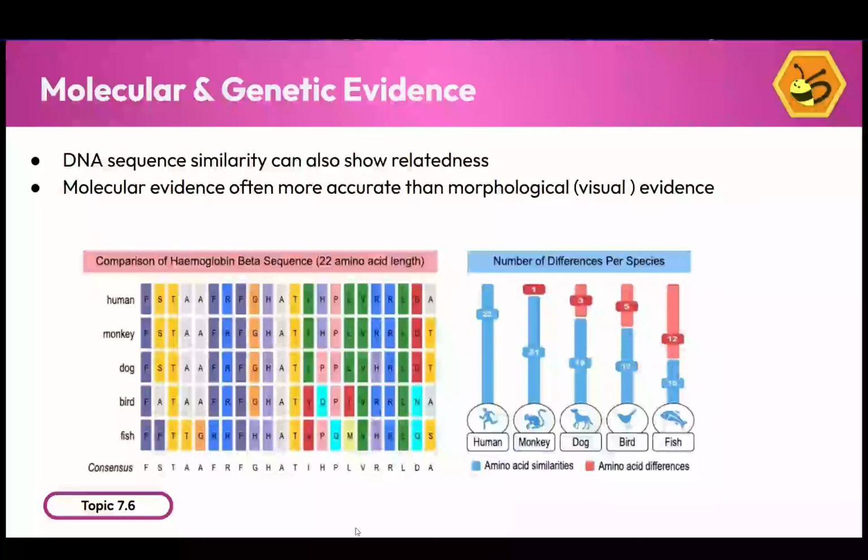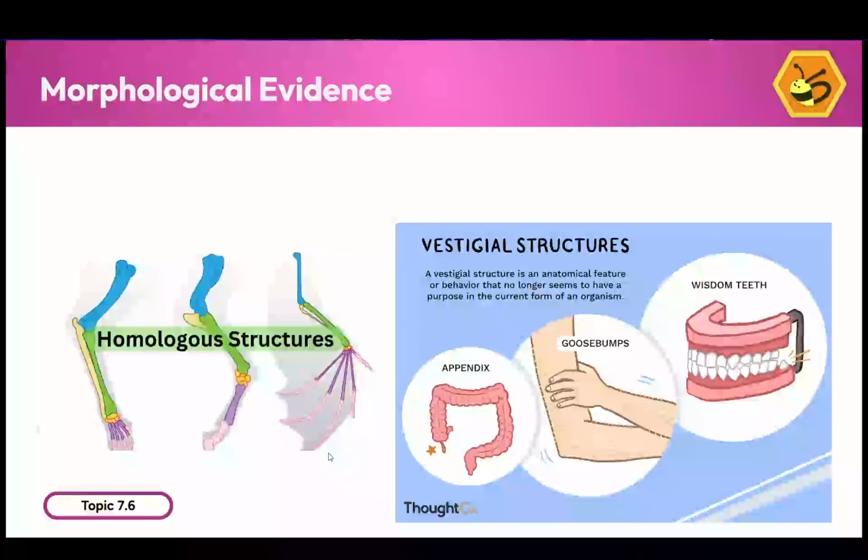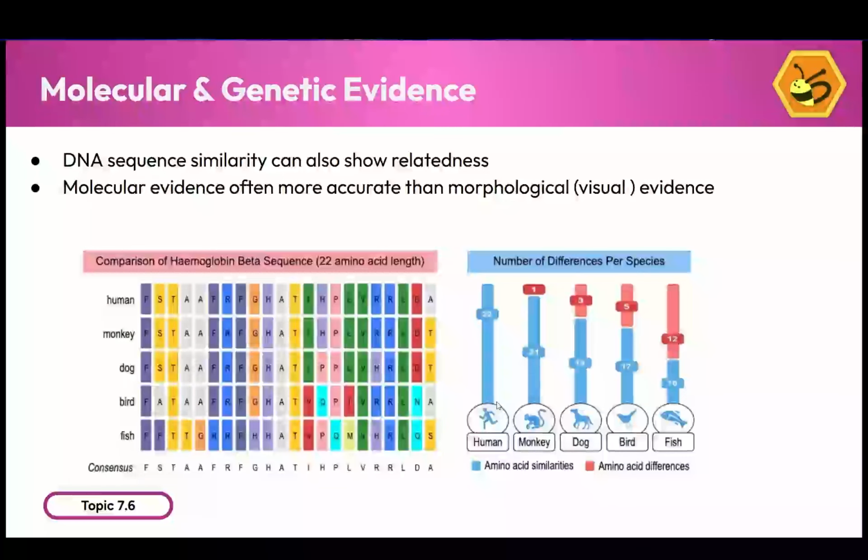And so molecular evidence often provides more accurate conclusions than morphological or visual evidence, and that's mainly because of, like I said before, convergent evolution. Similar looking traits, like how bats and birds all have wings, don't mean that they're 100% related. But yeah, those are the 2 key things.